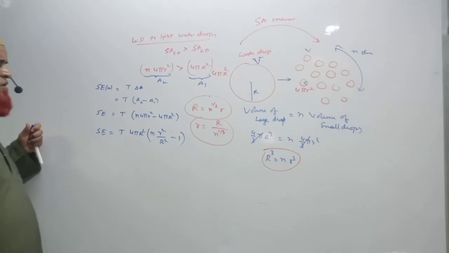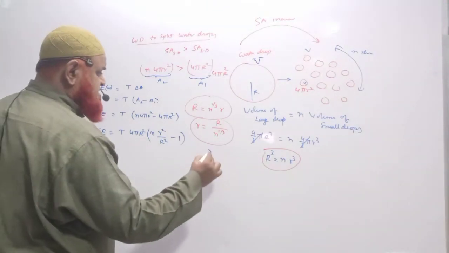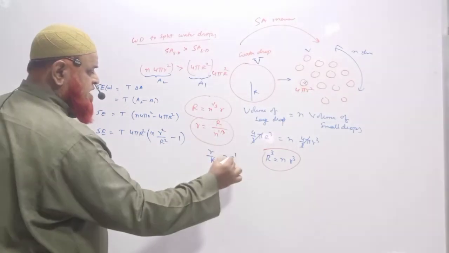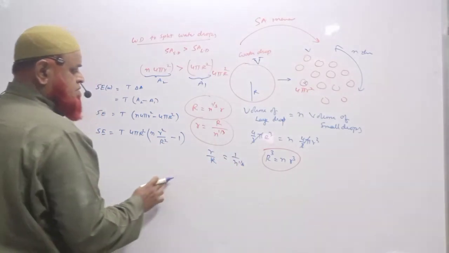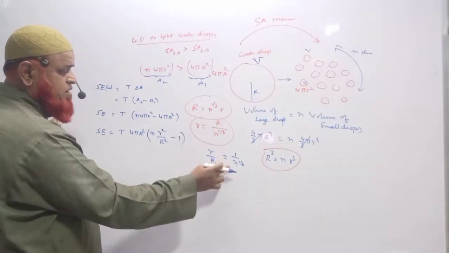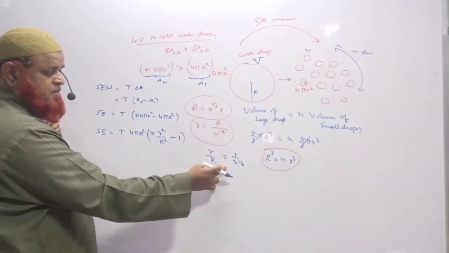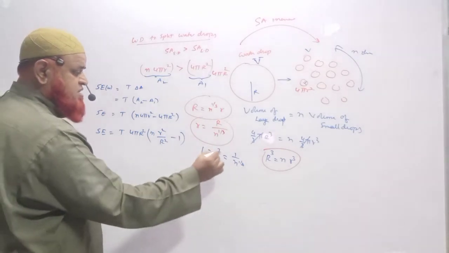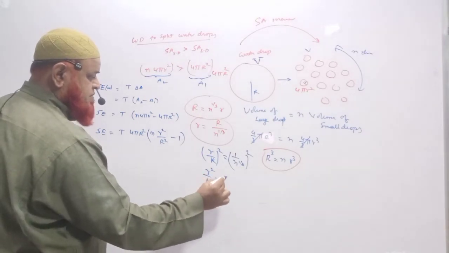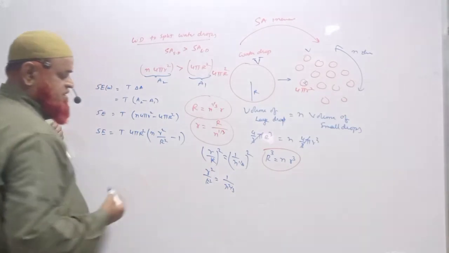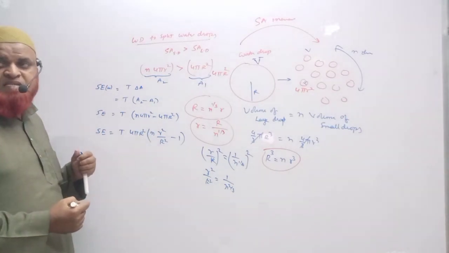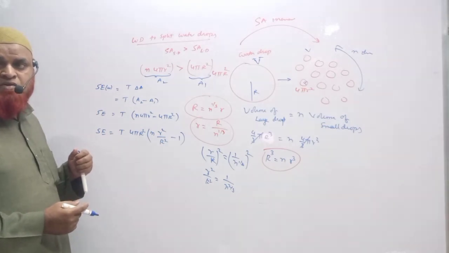So then, you should know one thing here. What is small r by capital R here? Small r by capital R is nothing but 1 by n power 1 by 3. And if you square this one, you have to square this one also. Therefore, r square by capital R square is how much? 1 by n power 2 by 3. So, can I replace r square by capital R square as n power 2 by 3?